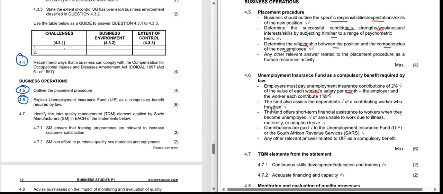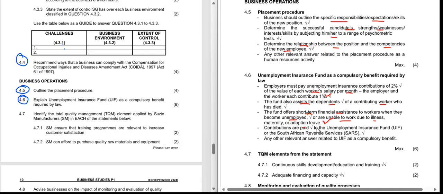The fund also assists the dependents of a contributing worker who has died. So if you die at work and you have kids, those people can benefit from this money. They should get something from it. The fund offers short-term finance to workers when they become unemployed or are unable to work due to illness, maternity, or adoption leave. So it's not really a long-term solution for employment, but at least temporarily you would have something to sustain yourself. In the event that you're still alive, you can still look for another job while at least you are getting something from it.